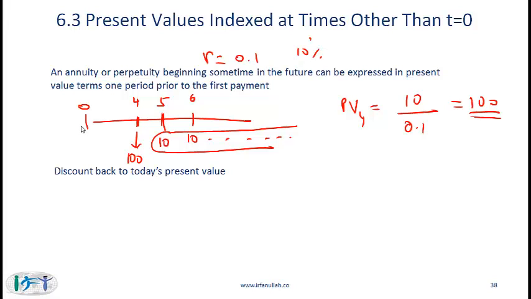So what then is the present value at time 0? That will simply be the discounted value of 100. So present value at time 0 will be equal to 100 discounted back to time 0, which would be 100 divided by 1.1 to the power of 4. Power of 4 because this 100 is being taken back 4 periods.